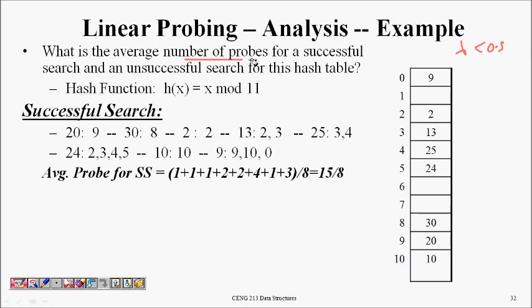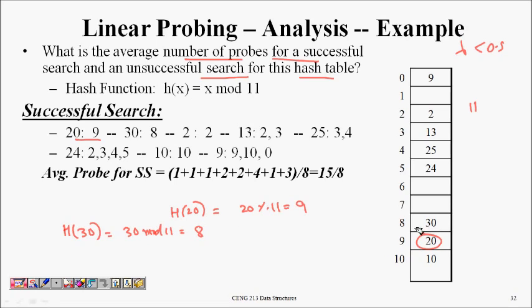Now, for linear probing, we see the average number of probes for a successful search and an unsuccessful search for this hash table. This has size 11. If I need to find 20, h of 20 is 20 modulo 11, which is 9. I find 20 here. h of 30 is 30 modulo 11, so 8. I find 30 here, so it's just one hit directly. 2 modulo 11 is 2. I find 2 here.